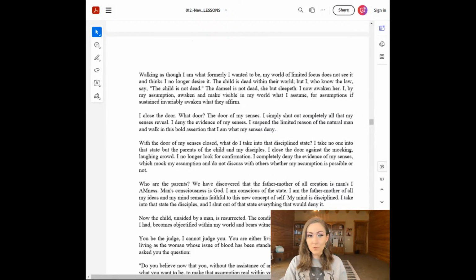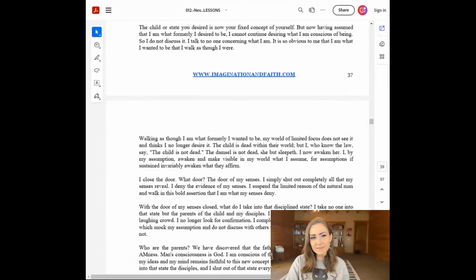Walking as though I am what formerly I wanted to be, my world of limited focus does not see it and thinks I no longer desire it. The child is dead within their world, but I, who know the law, say, the child is not dead. The damsel is not dead, she but sleepeth. I now awaken her. I, by my assumption, awaken and make visible in my world what I assume. For assumptions, if sustained, invariably awaken what they affirm. Assumptions harden into fact, as we discussed last week.